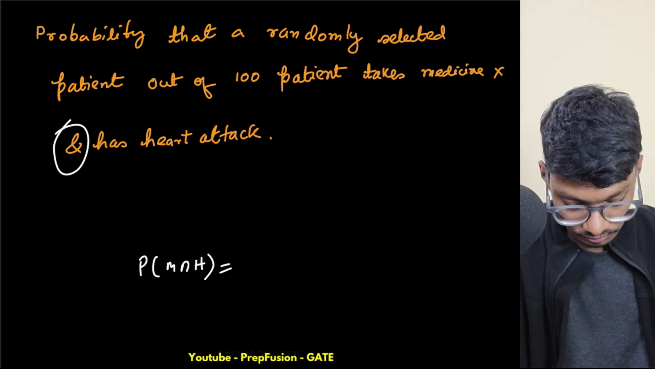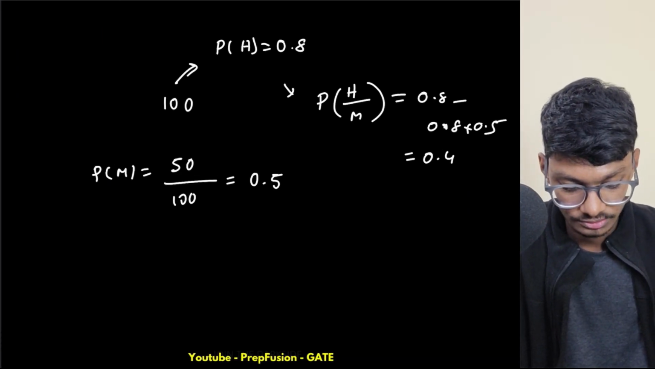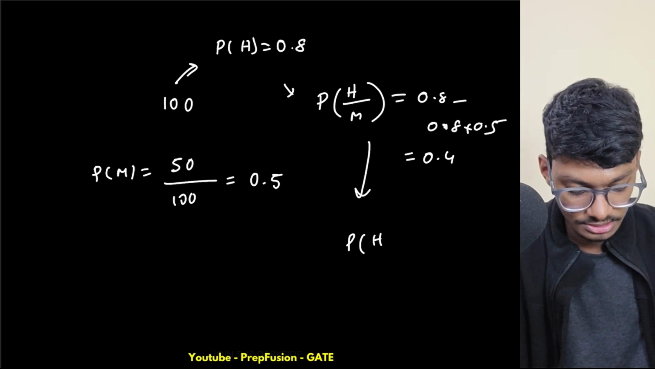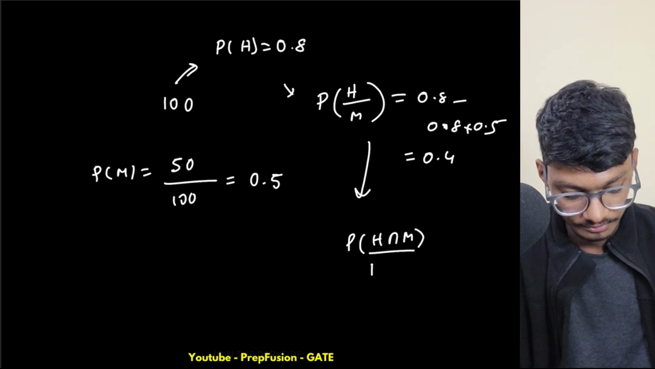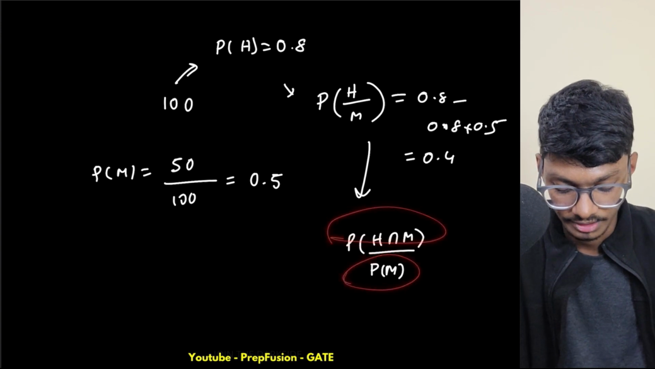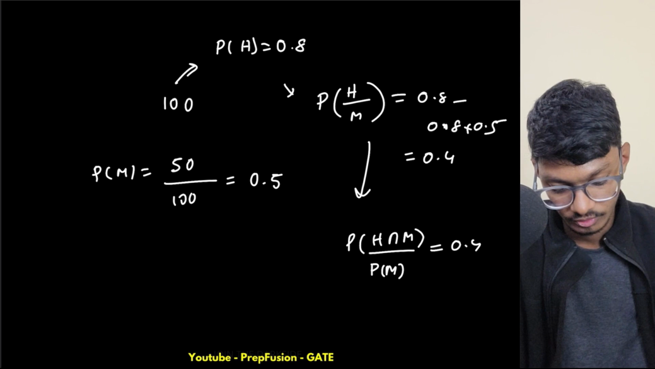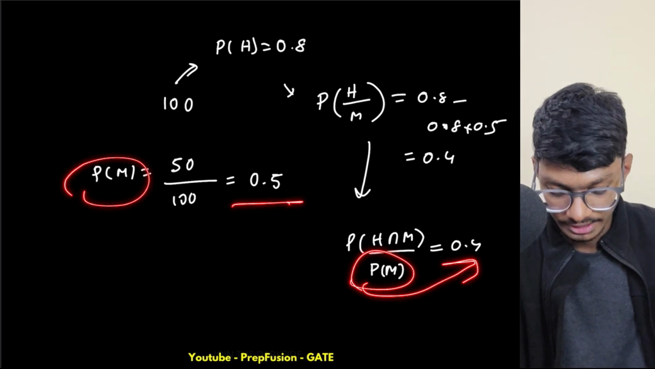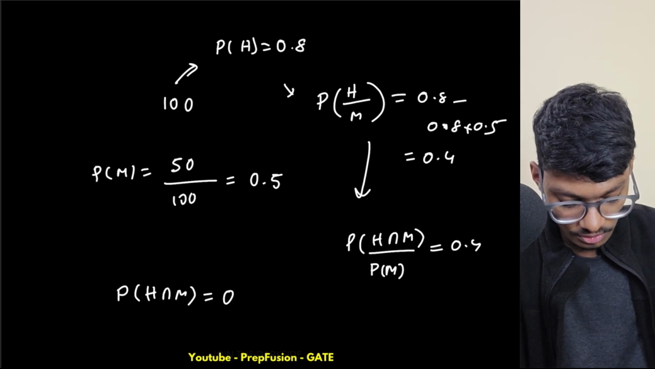So what we know is probability of M, and this is probability of H given M. So probability of H given M is H intersection M divided by probability of M. Here we have H intersection M, and here we have probability of M, and the probability of H given M is given as 0.4. And we know probability of M is 0.5. So if we simply multiply here, I will get my H intersection M, which equals 0.2.